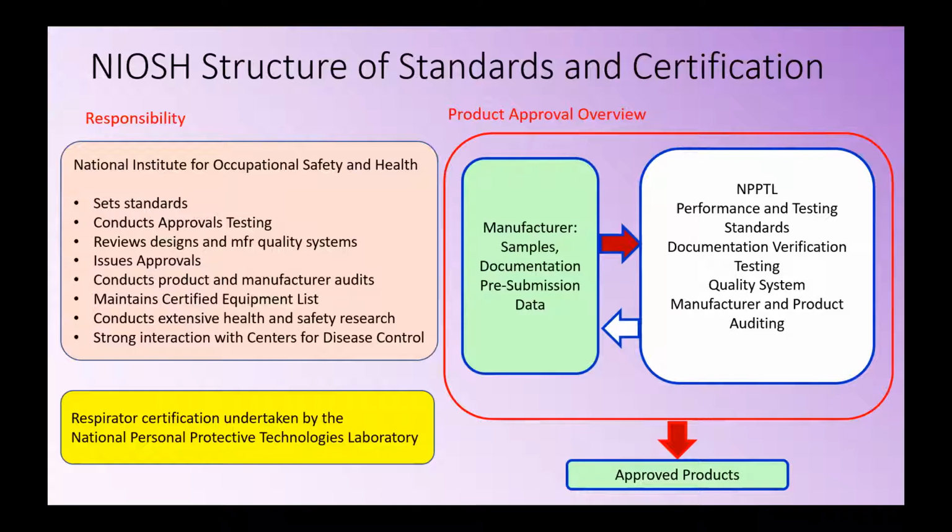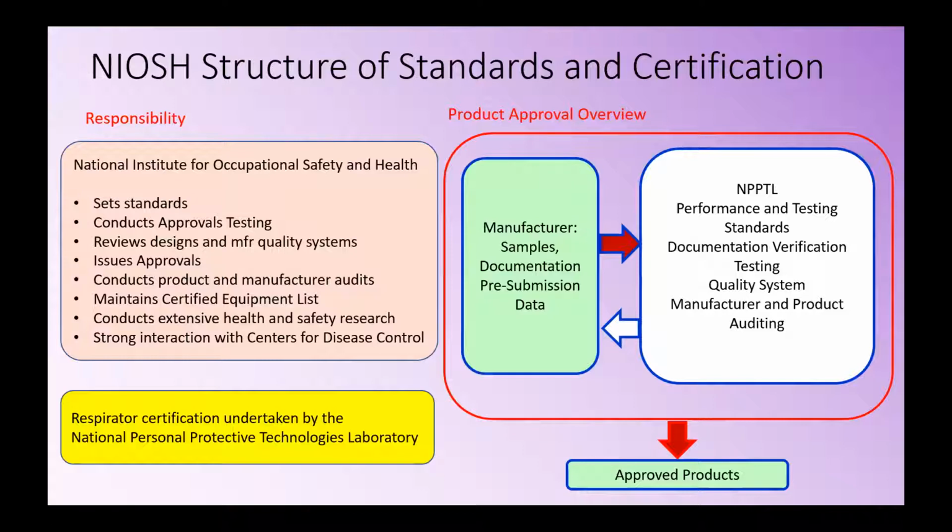And it maintains a certified equipment list. All the products that are approved are listed as a searchable list, which is very useful. If you want, as a user of a product, you have a need, say you want a mercury and organic vapor respirator, you can go and search on this list and find all the manufacturers that have approved products very, very quickly in a few clicks. So that's very handy.